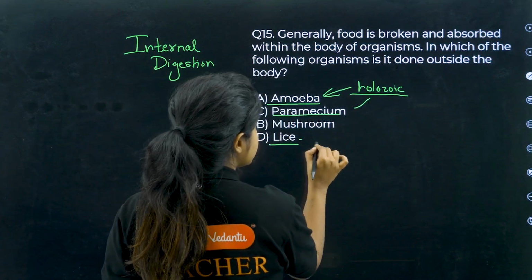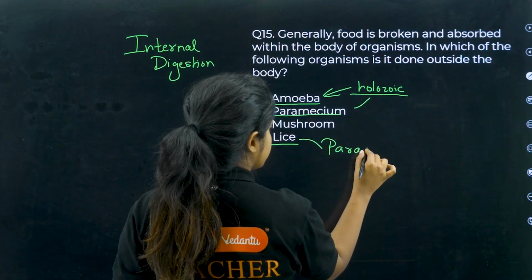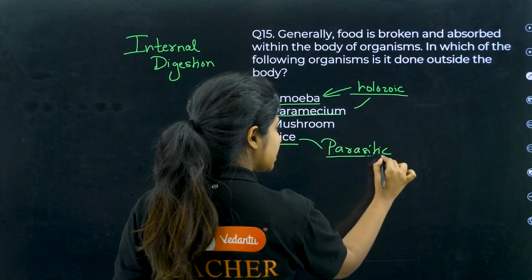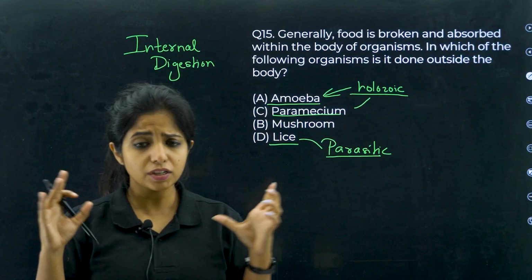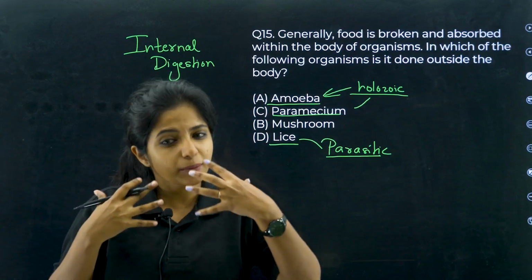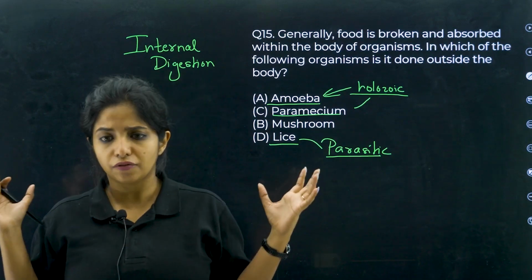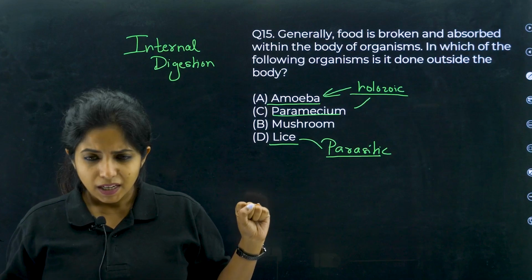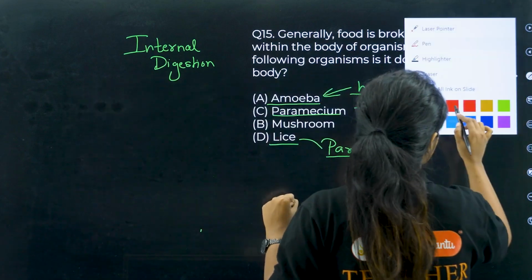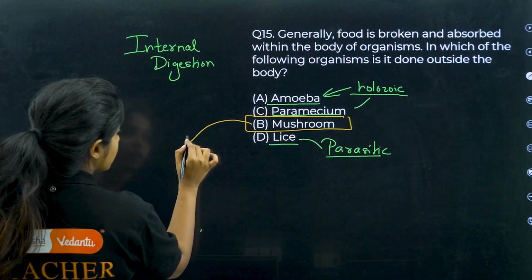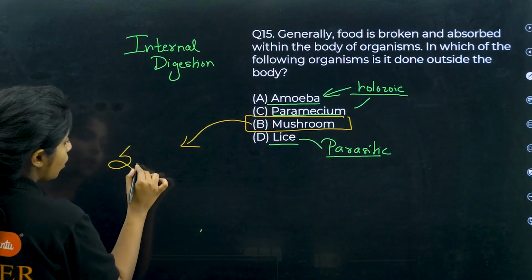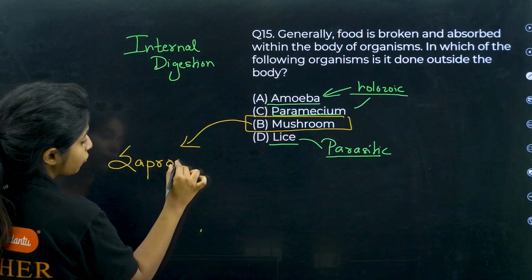Talking about lice, it is parasitic, my dear children. It is also parasitic as in it derives nutrition from a living organism, but it is not breaking food outside. It is taking the blood and everything inside and then doing its stuff. Nothing is happening outside. So what is that something that is breaking down food outside? It is mushroom. And what do you call this type of nutrition, children? You call it saprotrophic nutrition or saprophytic nutrition.